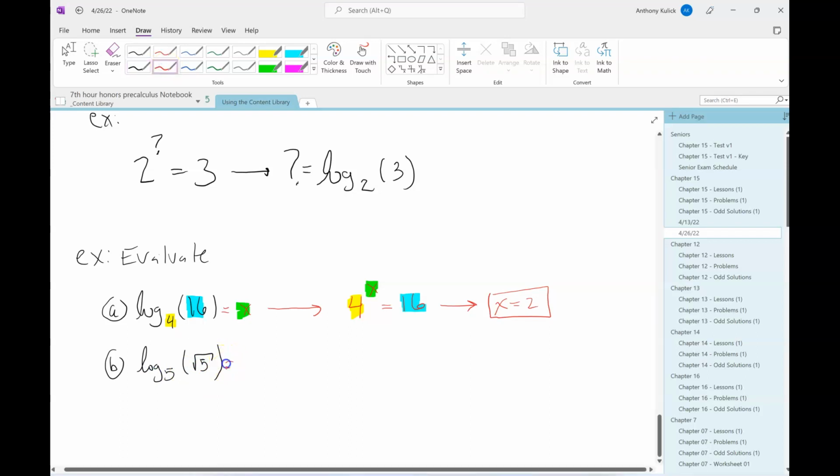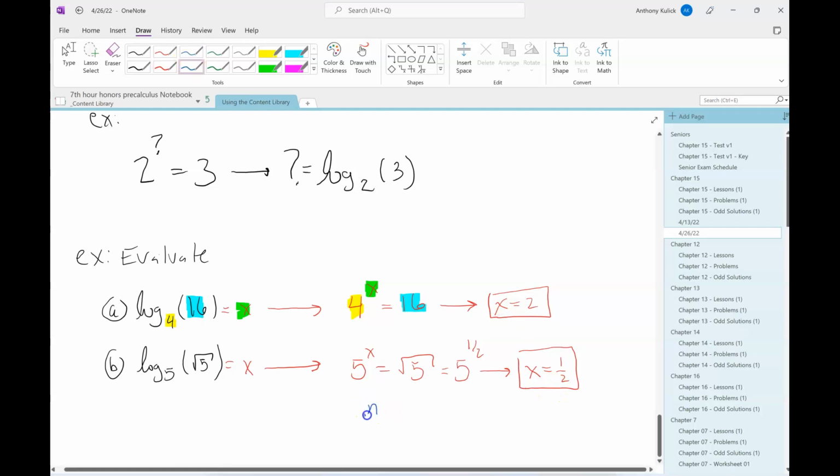Log base 5 of square root 5, set that equal to x. Do the same thing. So I have 5 to the x equals square root of 5. And what's the square root the same as? Lily? 1/2 power? Yeah, absolutely. So that just tells me x is 1/2.